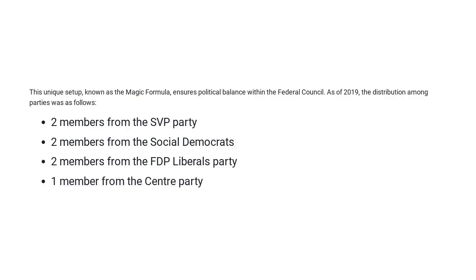As of 2019, the distribution among parties was as follows: 2 members from the SVP party, 2 members from the Social Democrats, 2 members from the FDP Liberals Party, 1 member from the Center Party. This collaborative approach to executive governance fosters political stability and representation across diverse interests.